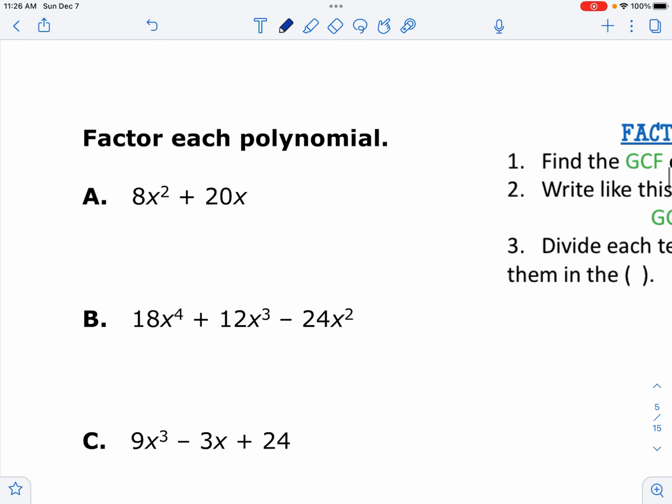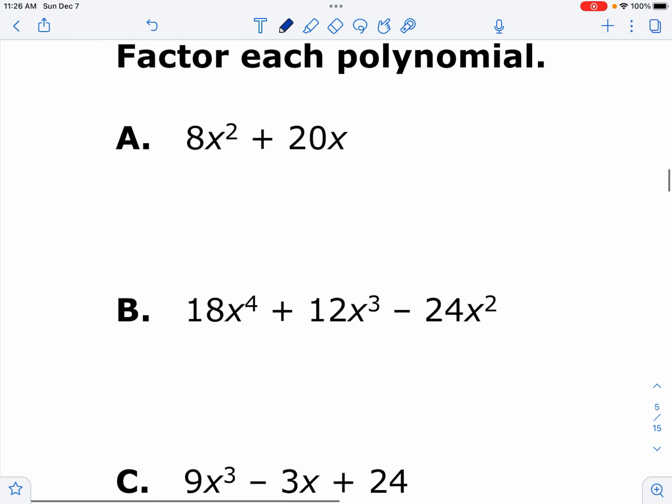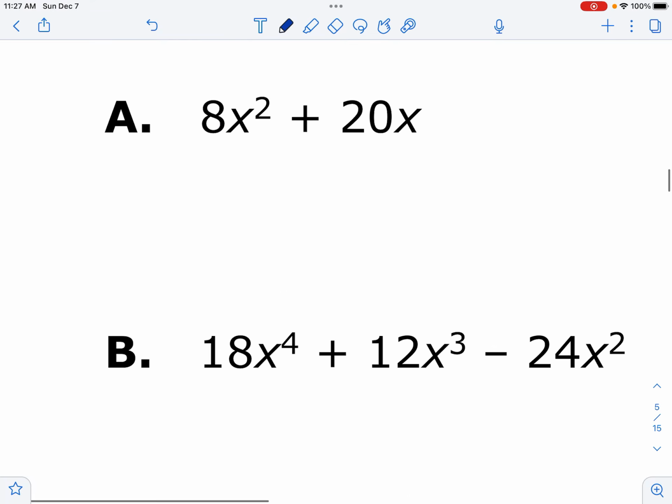To figure that out, you just divide each term by the GCF and then write them in the parentheses. So in this particular case, you'll notice that both of these terms have an x in common. We want to look at the coefficients here. I also see an 8 and a 20. The biggest number that goes into both 8 and 20, the greatest common factor, is 4. So if they have a 4 and an x, that's our GCF. So I want to write 4x in front, and then I'm going to put a parenthesis.